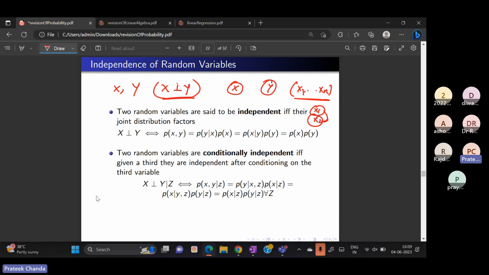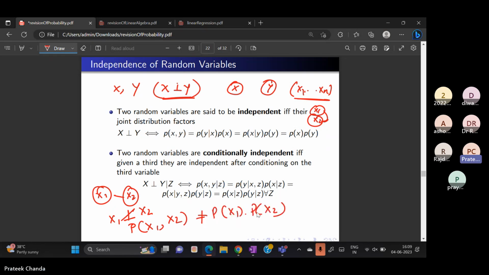So x1 and x2 are connected if x1 is not independent of x2. That means the probability of x1, x2 is not equal to the probability of x1 times the probability of x2. And that's the notion, the same notion we have discussed right now for x and y.